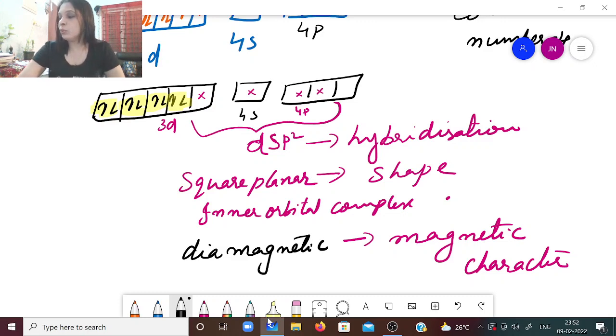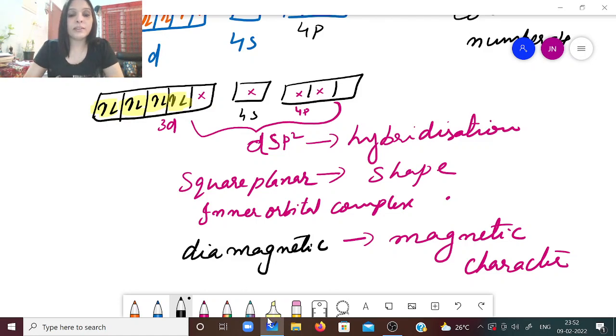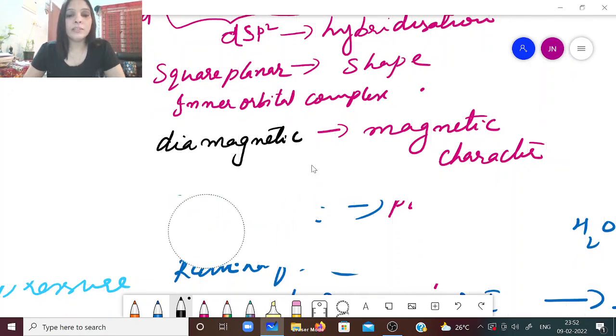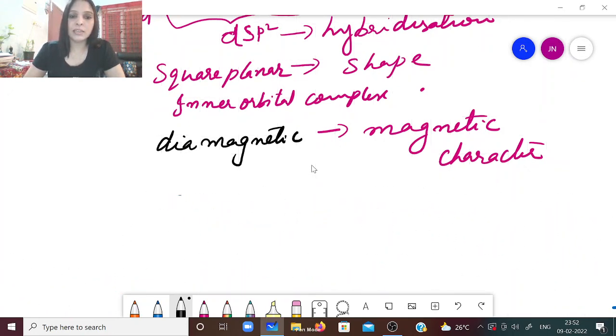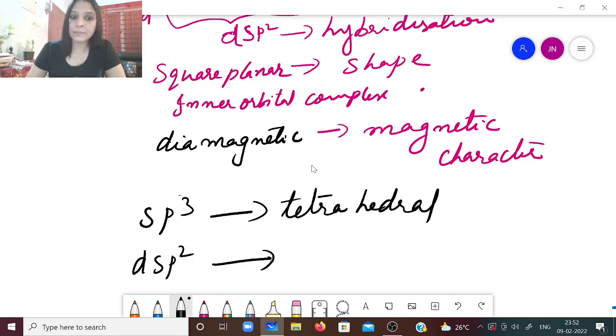So you can understand two things from today's video. One minute, children. When the coordination number is 4, there can be two hybridizations. What are they? The first one is sp3 and the second one is dsp2. When the hybridization is sp3, the shape will be tetrahedral. And if the hybridization is dsp2, the shape is square planar.